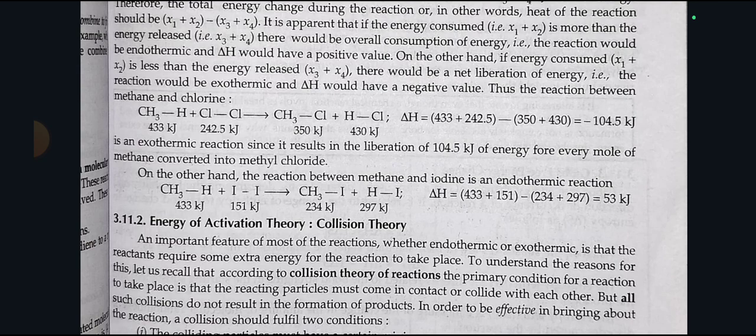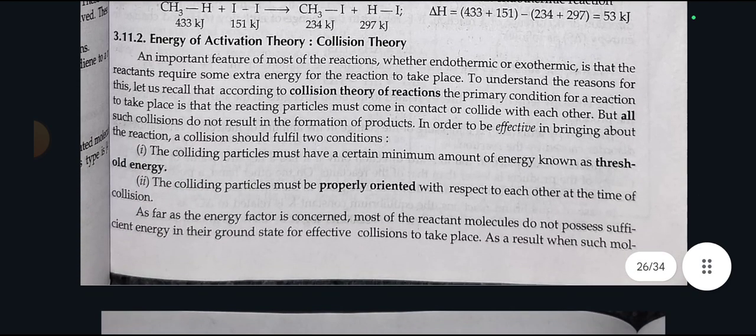On the other hand, the reaction between methane and iodine is an endothermic reaction. CH3-H (433 kilojoule) plus I-I (151 kilojoule) gives CH3-I (234 kilojoule) plus H-I (297 kilojoule). Delta H is equal to (433 plus 151) minus (234 plus 297), equal to 53 kilojoule.